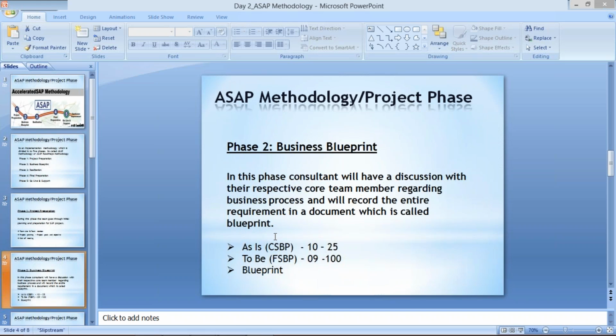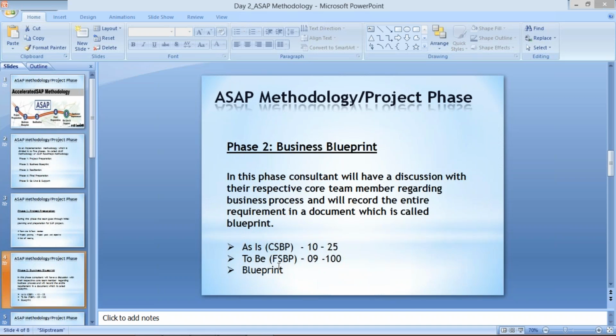This listing can be done in an Excel sheet, or it can be done in a Word document also. Whatever document the core team member has prepared, that document is called the as-is document. The second name of the as-is document is CSBP. CSBP stands for current status of business process. Current status of business process means whatever is running as of now in the business.